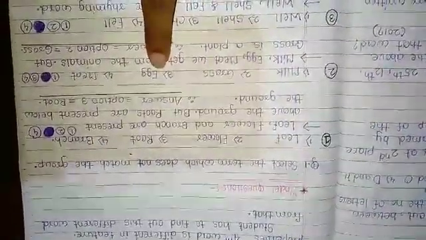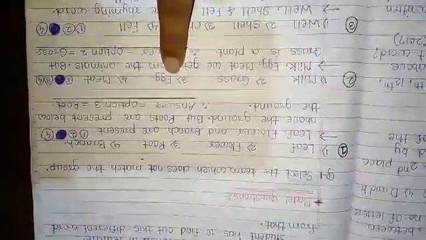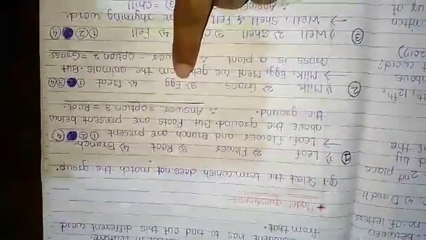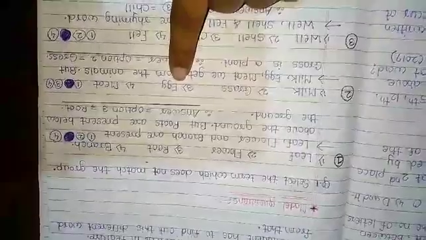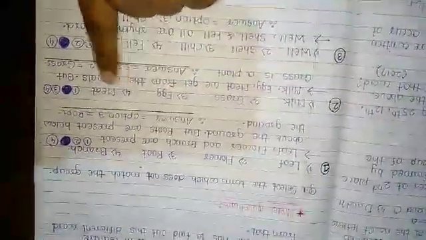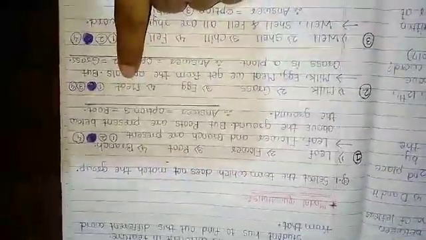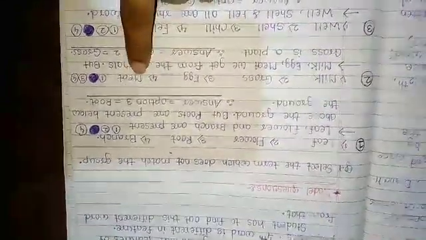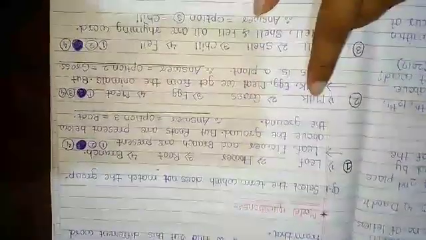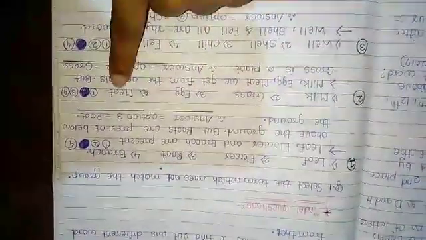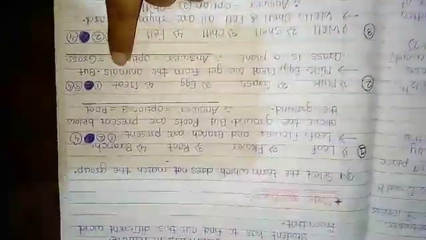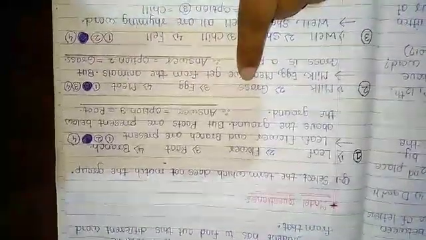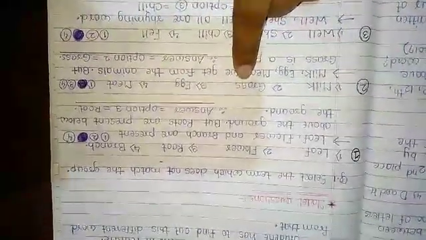Third, egg. From whom do we get it? From a hen we can get egg. It is also an animal. Then fourth is meat, which is from a goat. So what is the common factor? Milk, egg and meat we get from animal, but grass we get from plant.